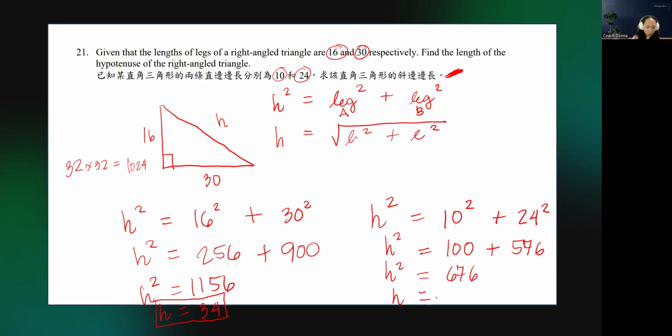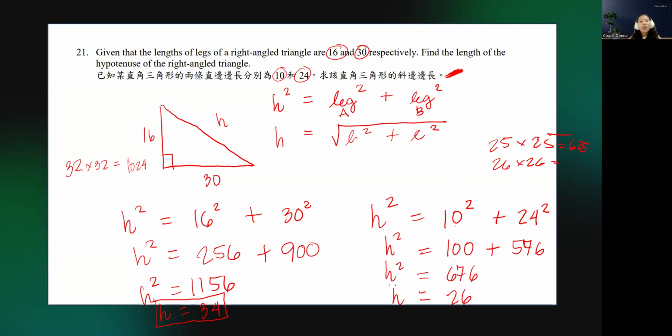So h is equal to the square root of 676, or find a number that when you multiply it by itself, you'll get 676. 25 times 25 is 525, right? Let's double check. 625 rather. It's 625. So we're getting close. So that means checking 26 times 26 is equal to 676. So a number that when multiplied by itself gives 676 is 26.